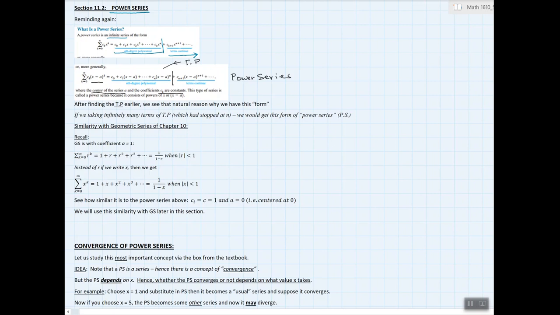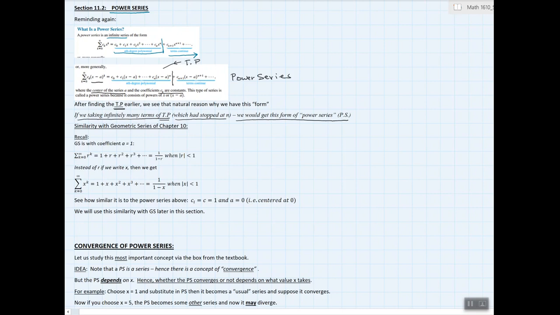So after finding the Taylor's polynomial in the previous section, now we will see the natural reason for why we have this form. Again, to repeat, if we take infinitely many terms of the Taylor's polynomial, where we had stopped at n, we would get this particular form of power series, and power series is written as PS.